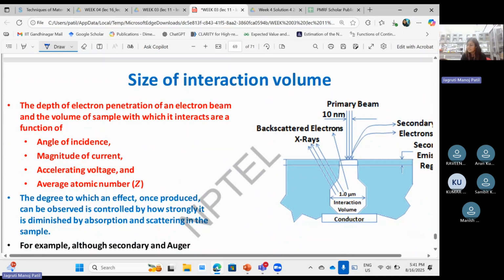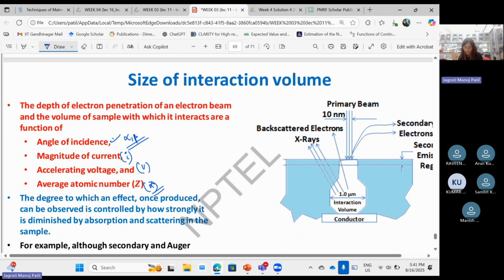So this interaction volume, the size of the interaction volume, which parameters will it depend on? Last time also perhaps we had a similar question on it. So the angle of incidence, what is this angle of incidence? It can either be alpha or beta, depending on which angles you look at. Then you have the magnitude of current. You have your accelerating voltage. You have your atomic number, the atomic number of your specimen.